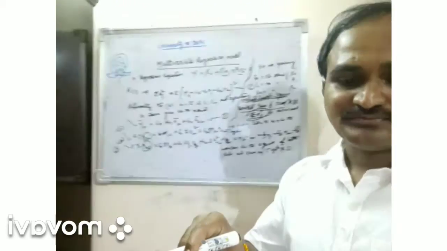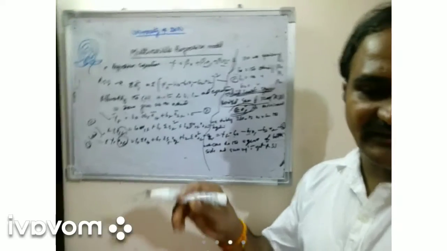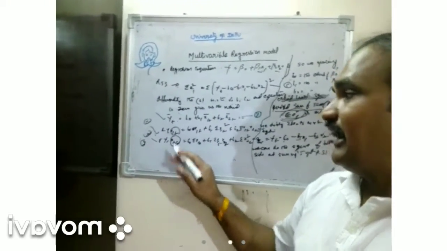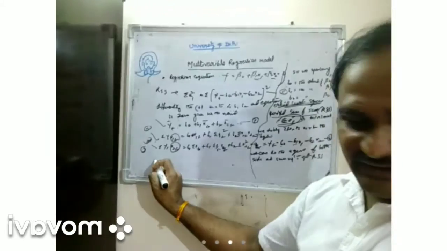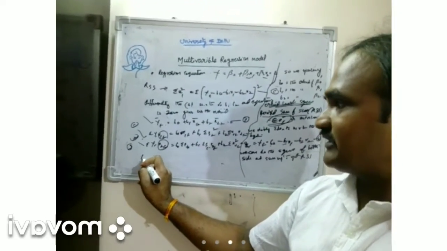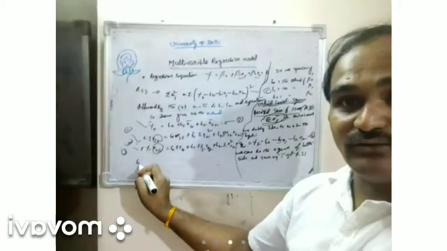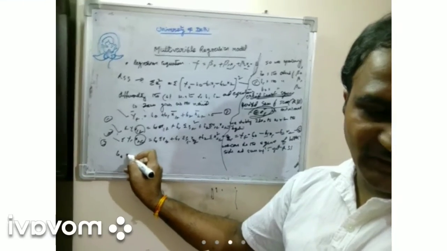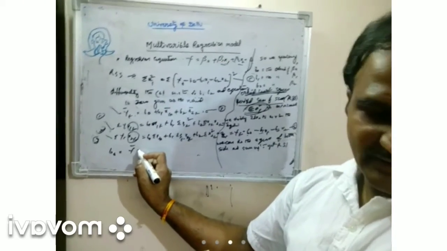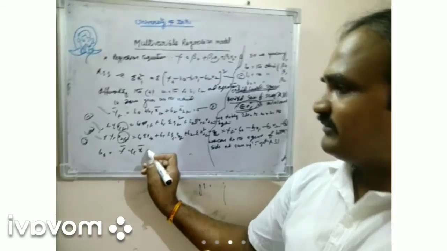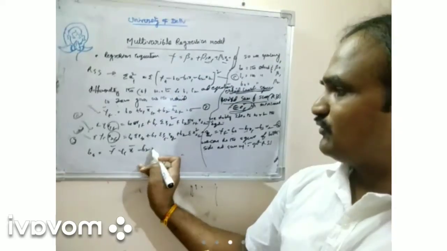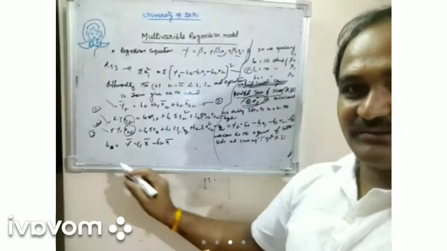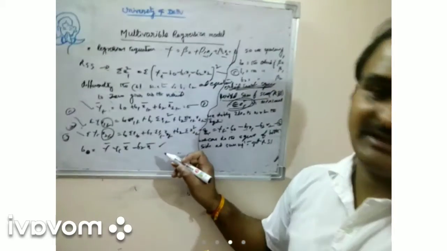After this, these three estimations give us the following expressions for b0, b1 and b2 respectively. What is the b0 value, the b1 value, and the b2 value after estimation of these equations? Suppose you are estimating b0, it is equal to y bar minus b1 x1 bar minus b2 x2 bar. That is the estimation of b0, this is the equation.